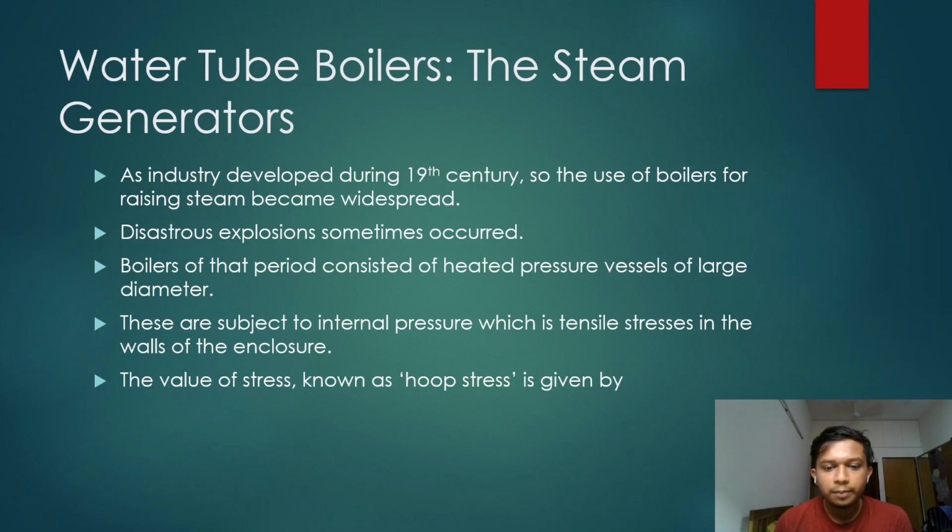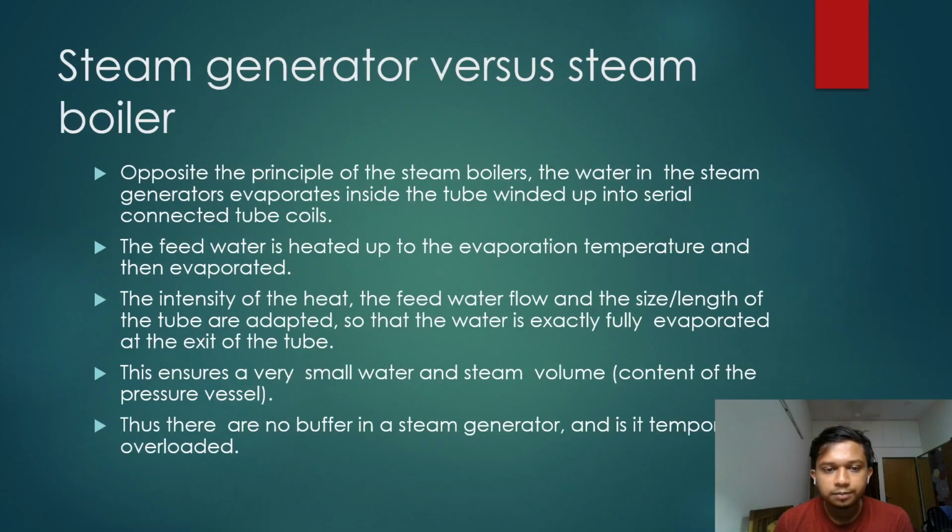Boilers of that time consisted of pressure vessels of large diameter. These are subject to internal pressure, which is tensile stress in the walls of the enclosure. The value of stress, known as hoop stress, is given by F equals P times D divided by 2T.